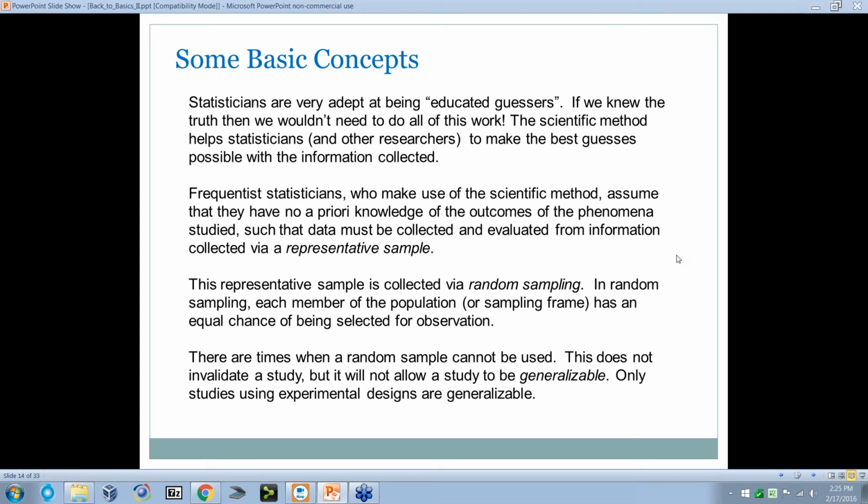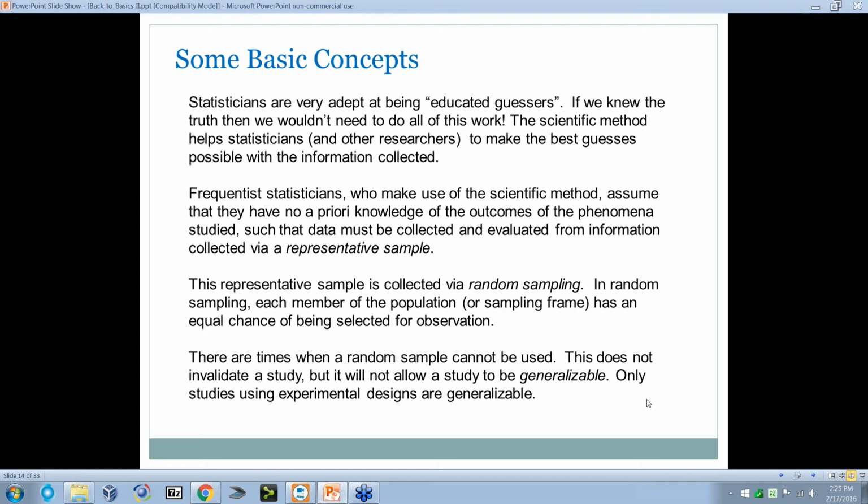The representative sample is collected via random sampling, as we talked about, and that basically means that each person has an equal chance of being selected for observation, in the most basic sense. There are times when a random sample can't be used, but this does not invalidate a study; it just won't allow that study to be generalizable.